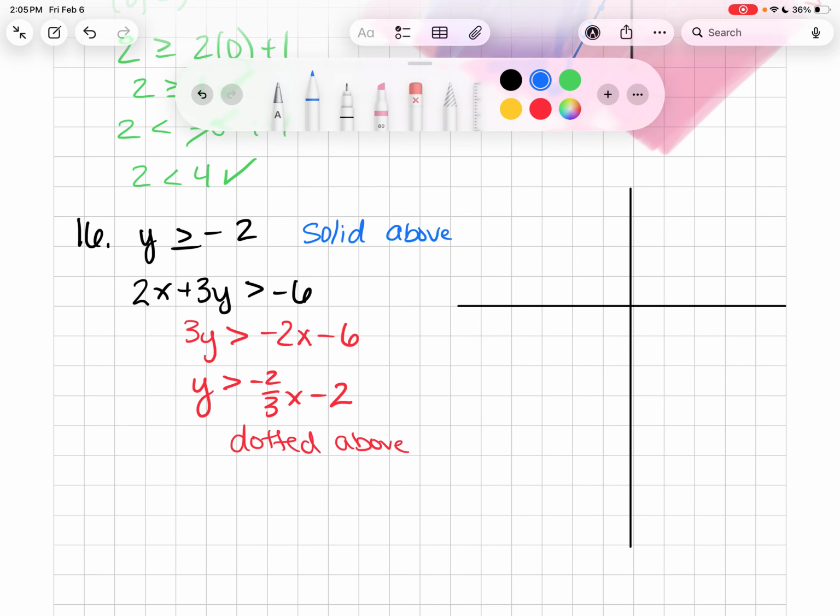Top graph. I have y is greater than or equal to -2. So that means I go to -2. And I put a solid line through -2.